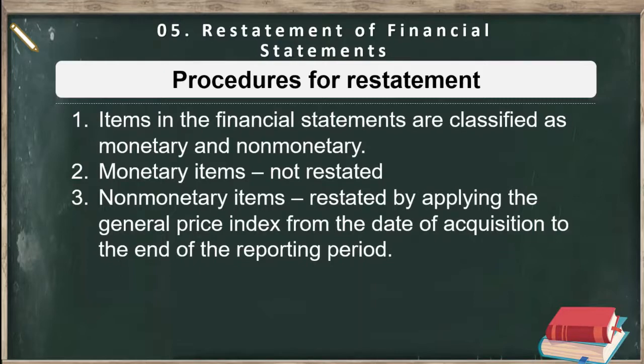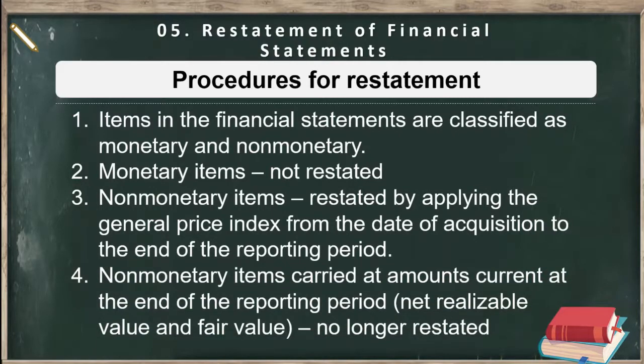And how do we restate that? We apply the general price index from the date of acquisition to the end of the reporting period. And we use the formula that was presented a while ago. Non-monetary items that are carried at amounts current at the end of the reporting period, such as net realizable value and fair value, are no longer restated. Again, provided that they are already reported at net realizable and fair value. So, no need to convert.